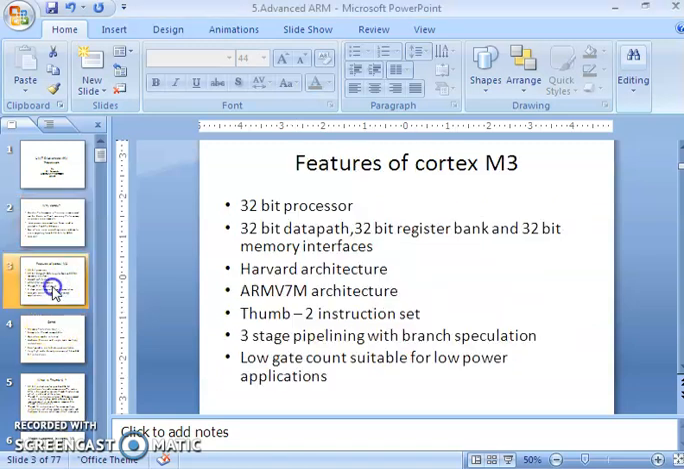The features of the Cortex M3 processor: it's a 32-bit processor. We know that the ALU will be 32 bits, the data bus is 32 bits, the register bank will be 32 bits, and it has memory interfaces of 32 bits as well. It has a Harvard architecture. We know about the Harvard architecture, which has separate buses for program memory as well as data memory.